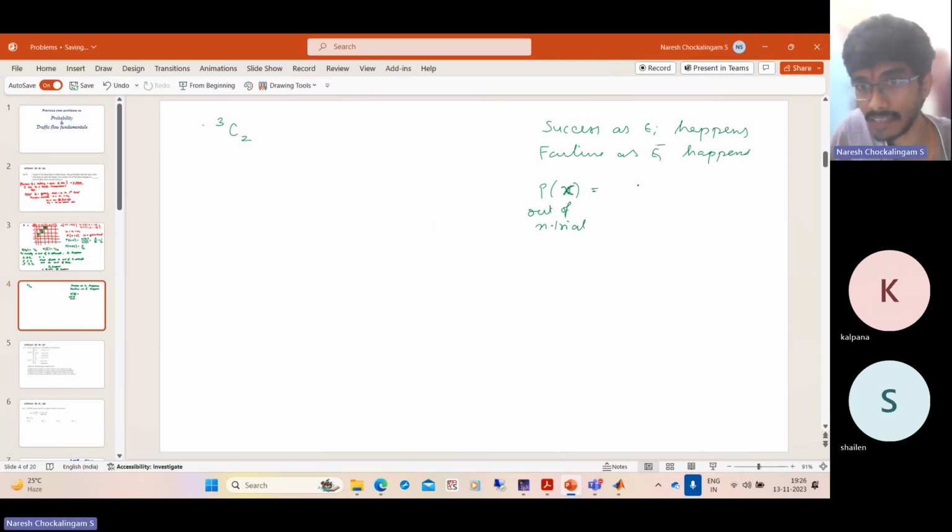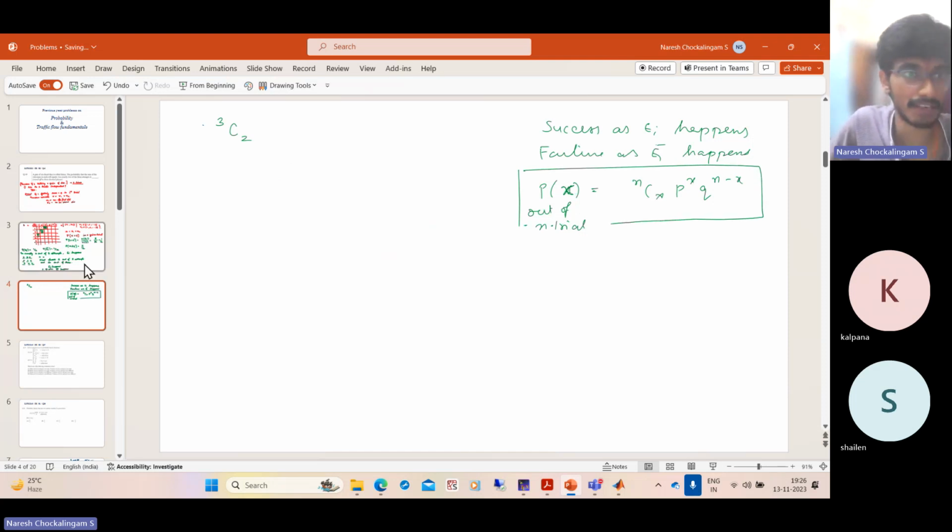is given by the binomial distribution nCx. The probability of success is p^x q^(n-x). So this is a binomial distribution. This you know very well, right? So this is just this. Even if you don't know this, you can reason out as I did.